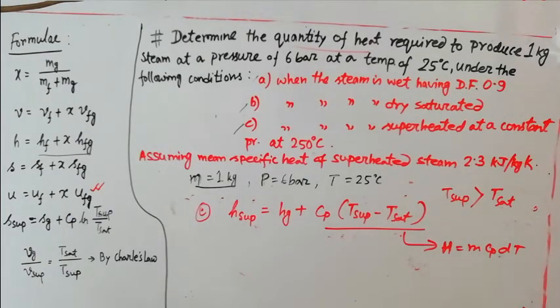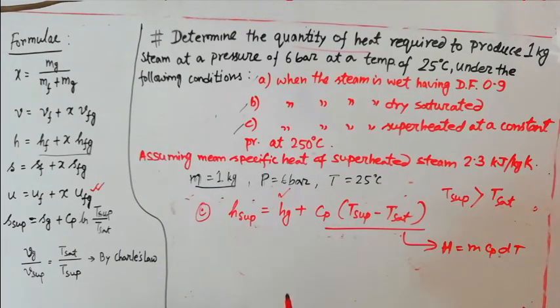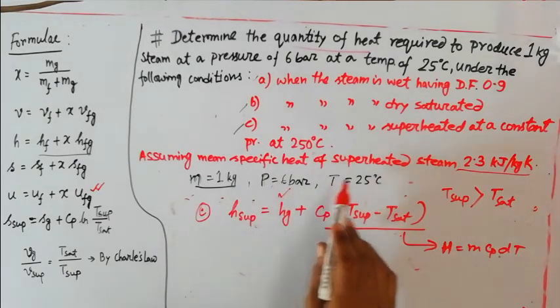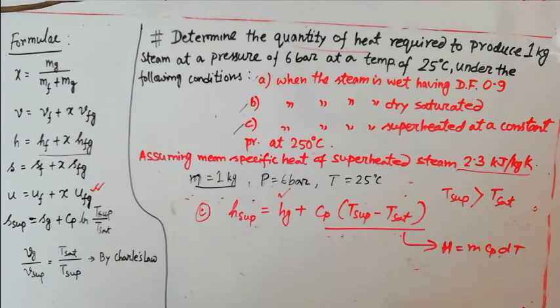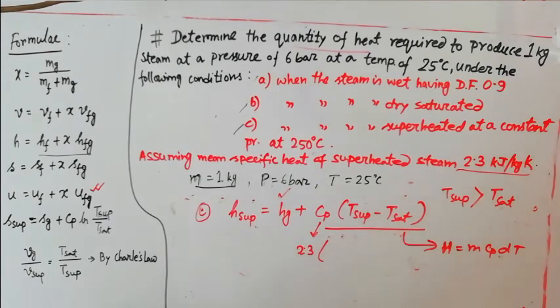Understood? So the Hg value is already known to us from the steam table, and the Cp value is given over here, assuming mean specific heat of superheated steam, that is 2.3 kilojoule per kg Kelvin. So that 2.3 should be taken over here. Don't make a mistake by assuming 4.18, because 4.18 is the specific heat for water only, not for the steam. So 2.3 for the superheated steam, then T sup minus T sat.